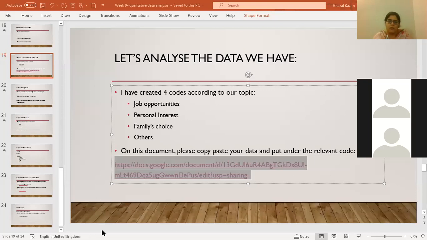Can we all do that? Can we put our reasons for choosing literature from our respondent or from ourselves under these 4 codes? Can you open the document and copy paste your data in there? Is it clear? Do you know what you have to do? If you have more than 1 reason, you can give it in more than 1 code. So for example, if Samra, your participant says that I chose literature because it was my personal interest, because I was very interested in it, then you copy paste that quotation and put it under personal interest. Okay.